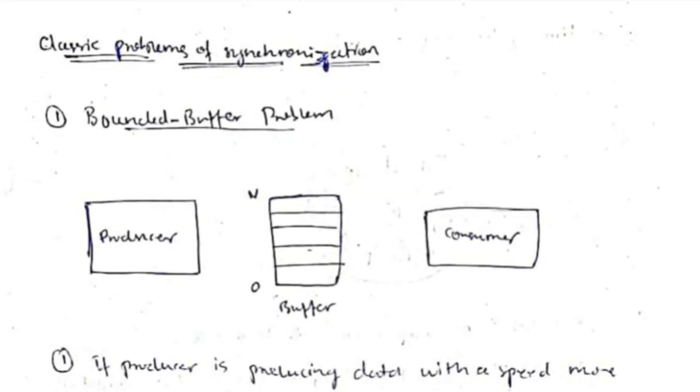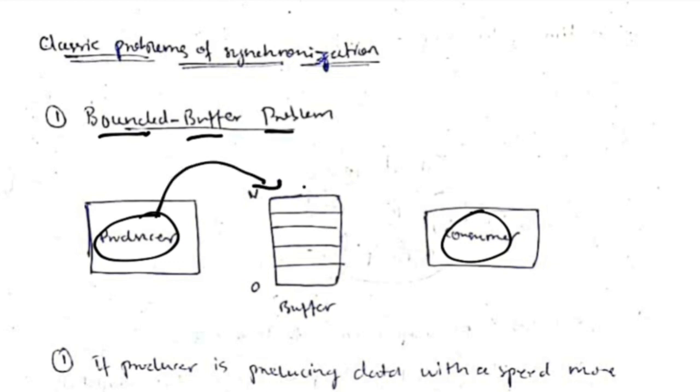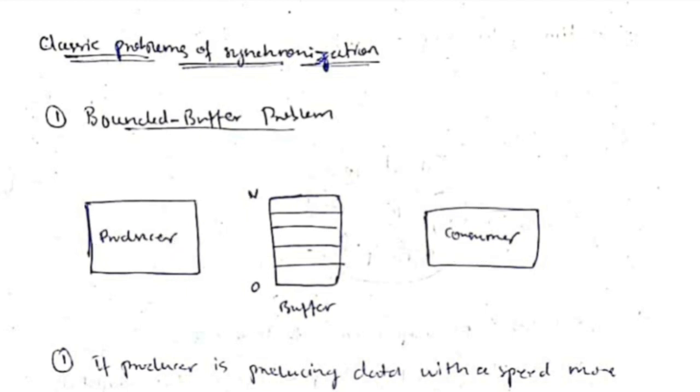Classical problems of synchronization: there are 3 types. The first one is the bounded buffer problem, also known as the producer consumer problem. In this, as already discussed previously, when a producer produces items faster than the consumer consumes the products, at that time the buffer will become full, and if it tries to produce more, the data will be lost. Okay, so to avoid this problem, what can be used is wait and signal.